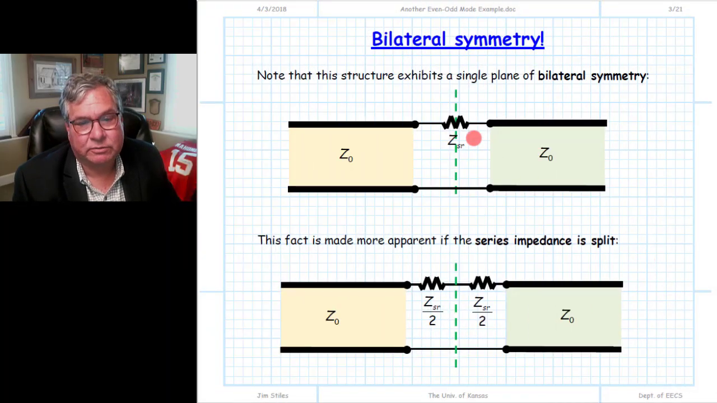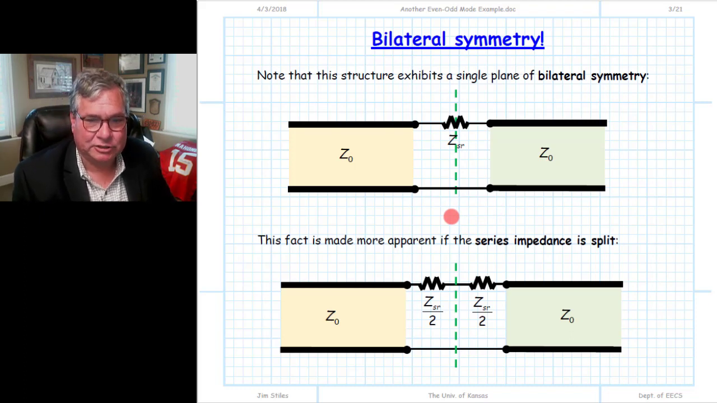So if we look closely at this circuit, we really just have a two-port circuit here where we have transmission lines of equal characteristic impedance connected on either side. And if you look closely, this structure itself has a plane of bilateral symmetry, a plane of reflection symmetry. To make this a little bit easier to deal with, we're going to take this series impedance and slice it right in half and make it into two different series impedances, and of course each one of these will have a value that is half of the original. And so clearly now we have a plane of bilateral symmetry here. This reflects over to the right and back again, and we'd have the same circuit.